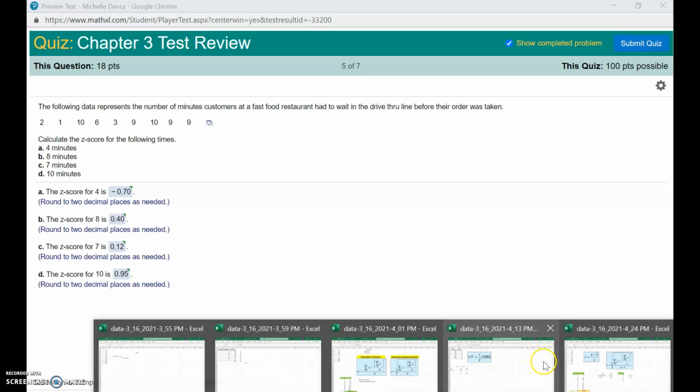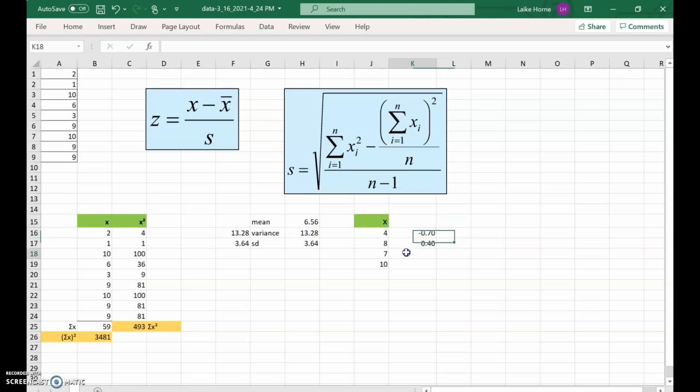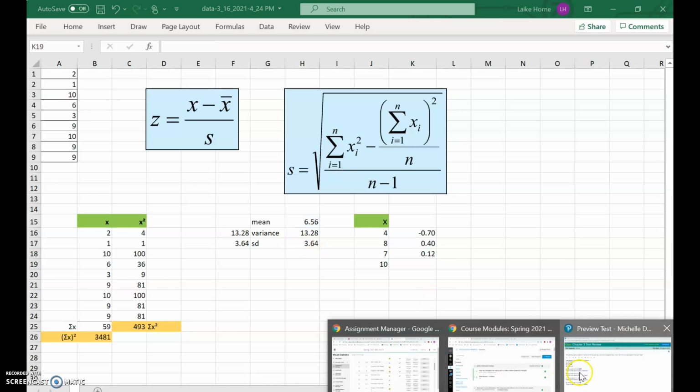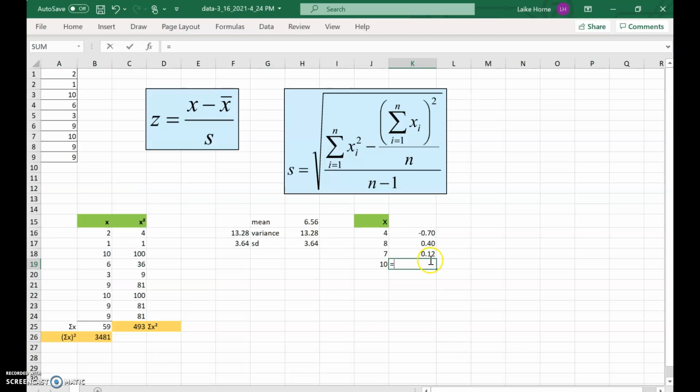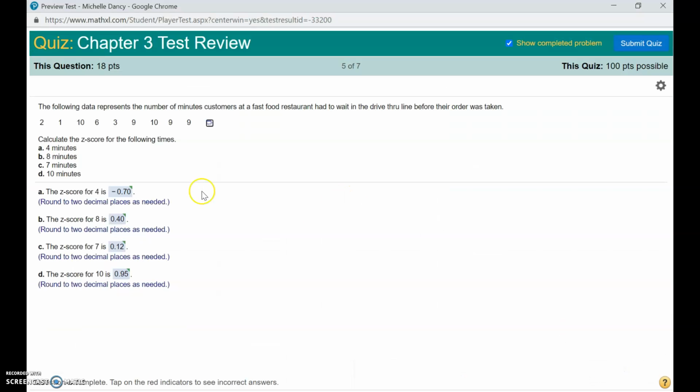And then let's do the next one. Equals parenthesis 7 minus the mean divided by the standard deviation, and you get 0.12, which is right. And now we're going to do parenthesis 10 minus the mean divided by your standard deviation, and you get 0.95. And so that is how you calculate the z-score.